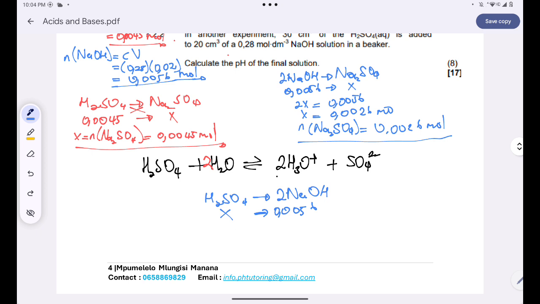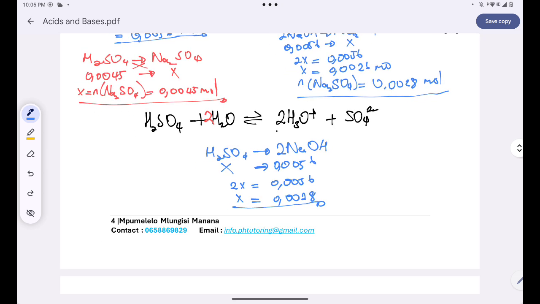So I'll just cross multiply. I'll have 2x is equal to 0.0056. Then x is equal to 0.0023. What did I write 26 there? Let me check, 0.0056 divided by 2. I'll pretend it's my bad handwriting. Yeah, it's 28 there. So this is the amount of acid that I will use to completely react with the base.